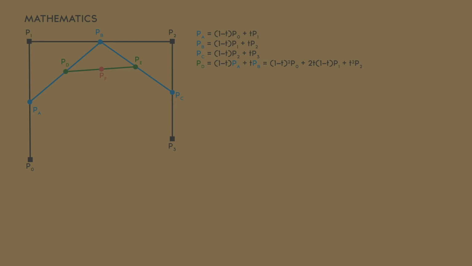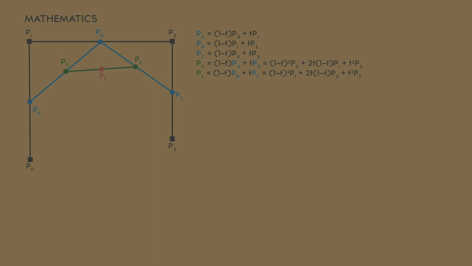We need to perform a lerp between PB, as in boy, and PC, which will give us a point PE, as in echo. And the code for that is, after working it all out, (1 minus T) squared times P1. So again, that's 1 minus T in parentheses, and we square that. Plus 2T times (1 minus T) times P2, plus T squared times P3.